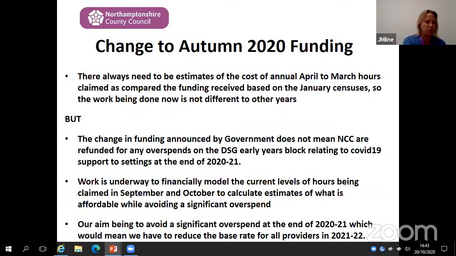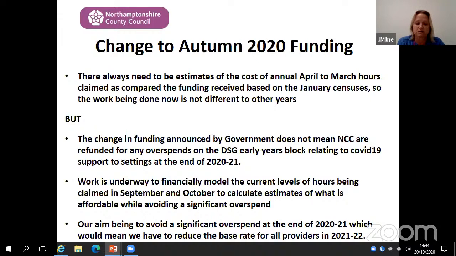So what we're doing is that we don't want to change any of our funding at the moment, because work is underway to financially model the current levels of hours being claimed for September and October. And we're also going to include November to calculate the estimates to make sure that we don't reach an overspend. Because as we all know, COVID is continuing. So should January census be as low as August, we may get into a little bit of difficulty.